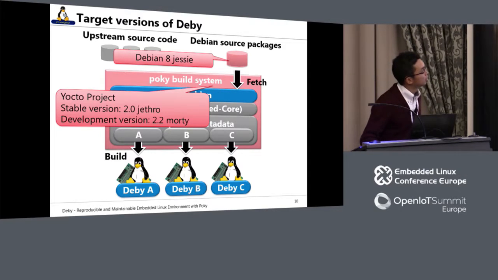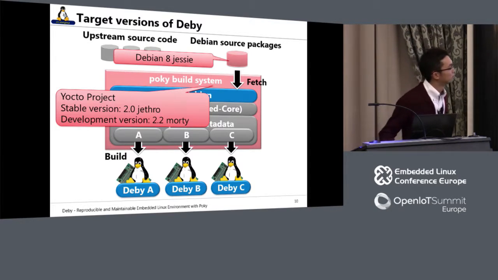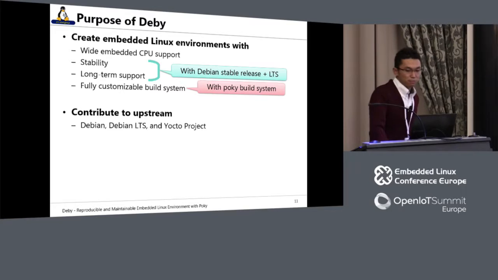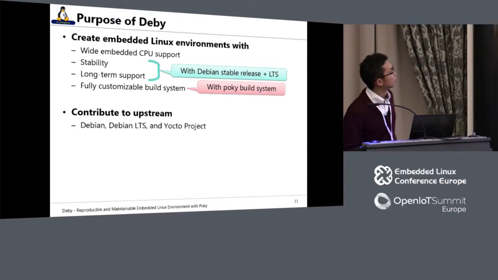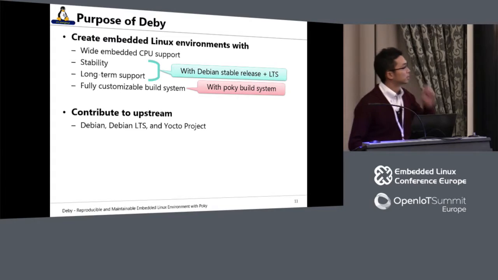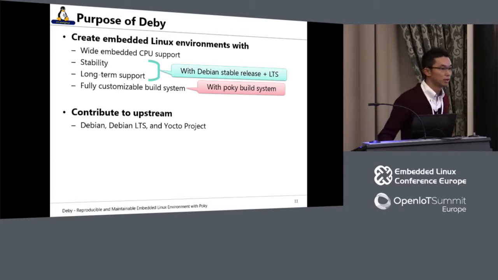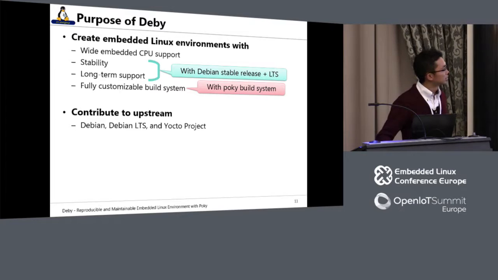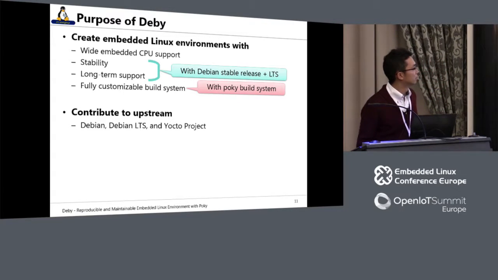This is the target version of Deby. The target version of the Debian source code is version 8 currently. And the supported Yocto project versions are 2.0 stable and 2.2 development version. The purpose of Deby is to satisfy our needs, especially to provide stability and long-term support with Debian stable release and long-term support. And also we should contribute to the upstream projects, including the Debian LTS.